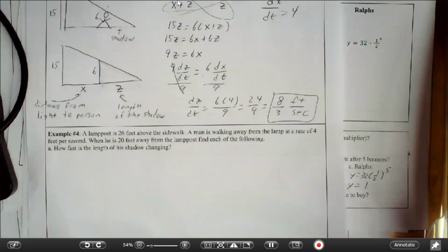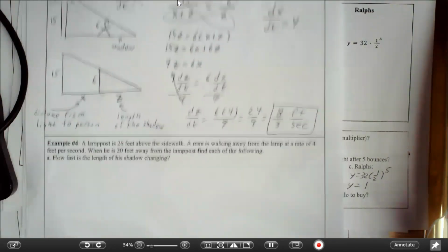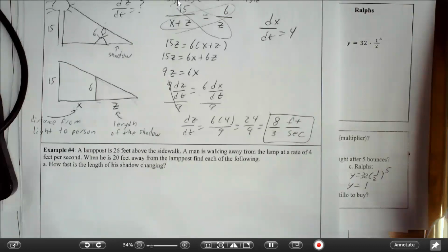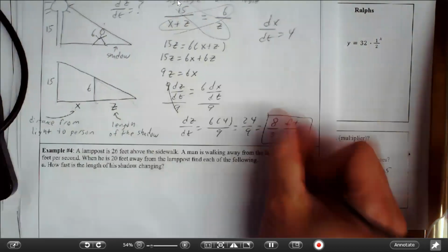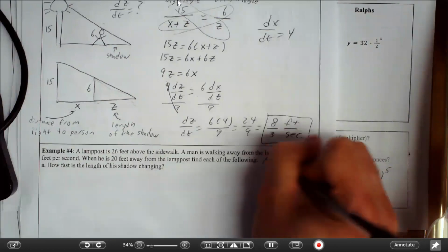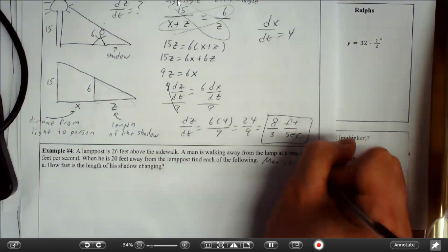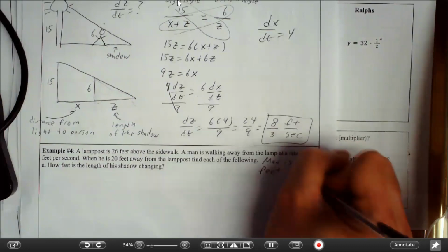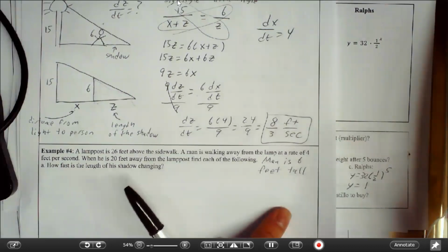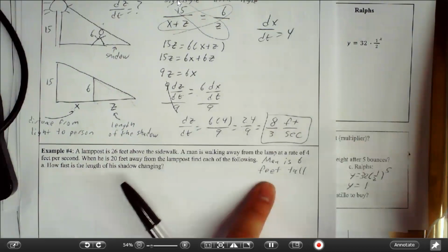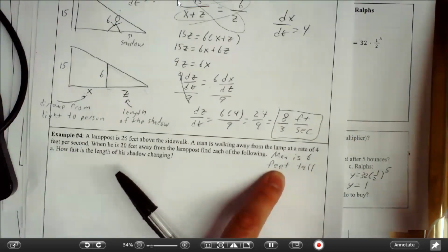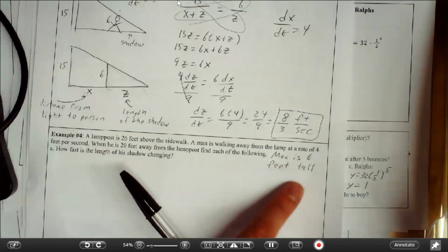Example 4, letter A. It's exactly like the problem up above, except the lamppost is a different height. The lamppost is a different height, but I think the person's the same height. Oh, I forgot to mention, the man is 6 feet tall. Let's just use the same one as before. There wasn't enough information here. So no, I'm going to give you the information you need. A man is 6 feet tall. For example 4.